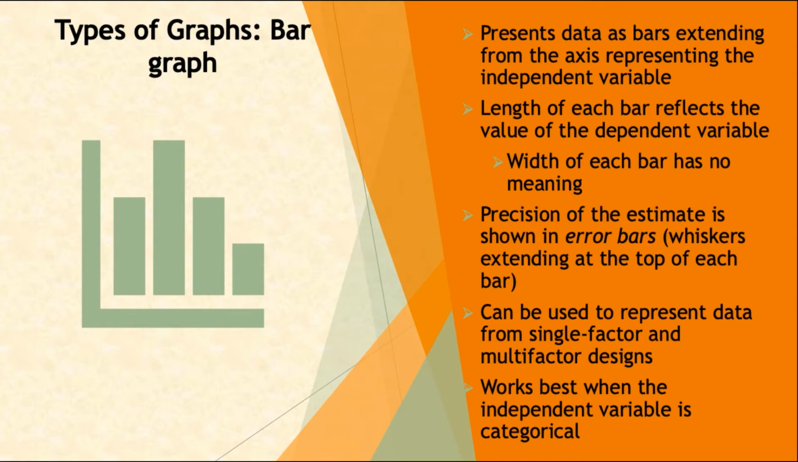The length of each bar reflects the value of the dependent variable. The width of each bar has no meaning. The precision of the estimate is shown in the error bar, or what we call whiskers, extending at the top of each bar. It can also be used to represent data from a single-factor or a multi-factor design. It works best when the independent variable is categorical.